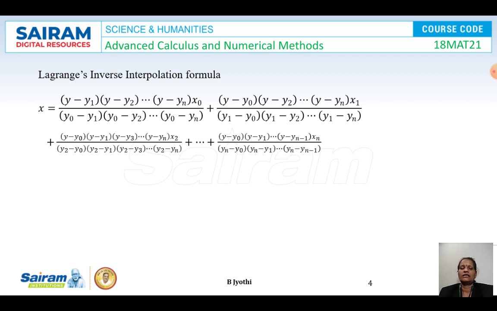So the same way the next term y1 is omitted. So in the denominator y1 minus y0, y1 minus y2, leaving y1 minus y1, which will be 0. That will not be included. So x1 is multiplied. Similarly, for the next term, x2 is excluded. That is y2 is excluded. So the denominator, all the terms except y2 is subtracted from y2. Hence x2 is multiplied. The last term will be yn is eliminated and xn is multiplied and all the terms are subtracted from yn. That's what we can observe here. That is the inverse interpolation formula.